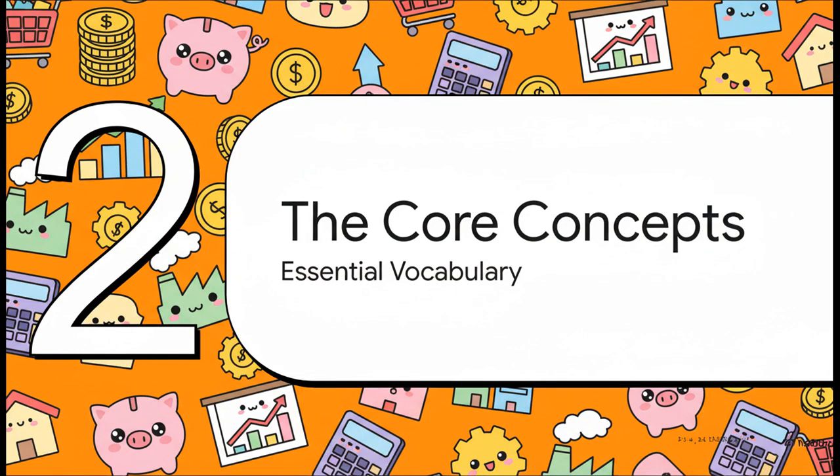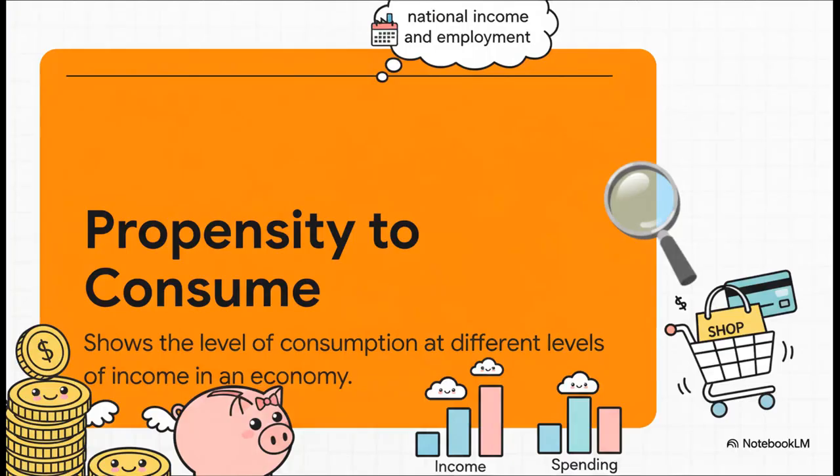Okay, before we go any further, let's lock in a couple of key terms. You absolutely have to get these down. We're talking about the propensity to consume and the incredible multiplier effect. Seriously, understanding these is the key that unlocks this whole chapter. Propensity to consume sounds super technical, I know. But all it's asking is, how much of our money do we usually spend? Like, if you get a raise, do you spend all of it or do you save some? That relationship between your income and your spending, that's your propensity to consume.